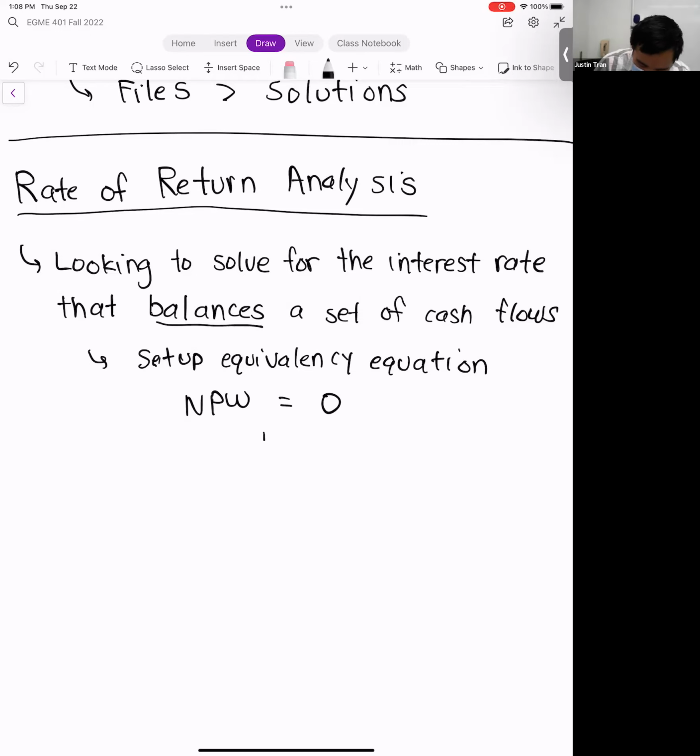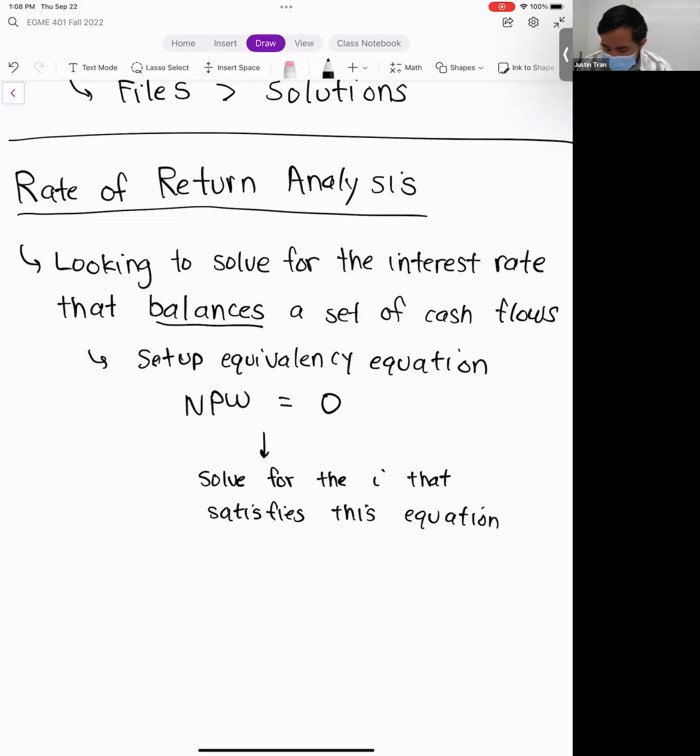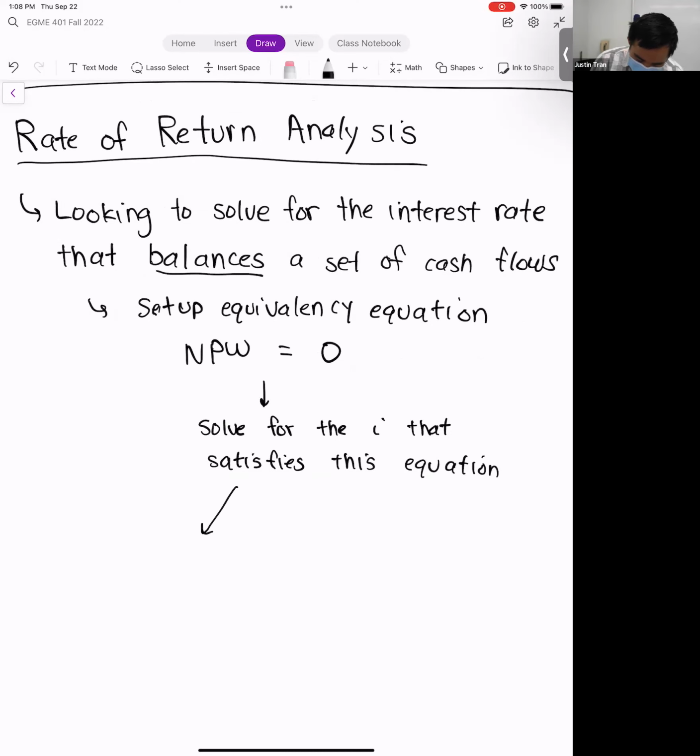And then from here, there are several ways to proceed. Once you set this up, you need to solve for the interest rate i that will make this statement true. Remember, last time we talked about 2 different ways that we can do this. One way is to use formulas for the cash flow conversions.